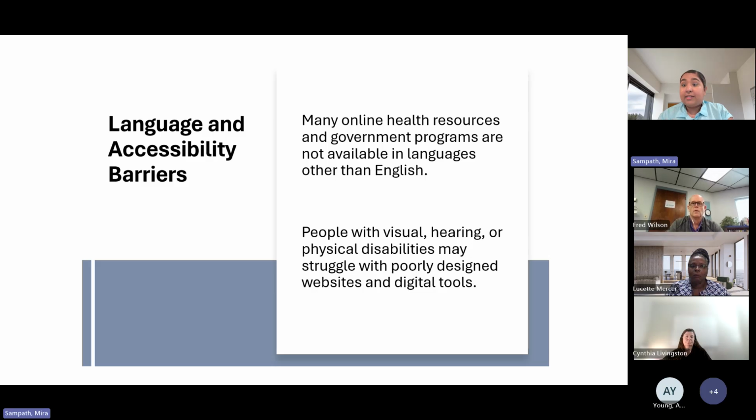So, language and accessibility barriers. Many online health resources and government programs are not available in languages other than English. Additionally, there are folks that have visual, hearing, or physical disabilities that may struggle with poorly designed websites and digital tools. So, again, we have talked about broadband throughout this, but even if you have broadband, even if you have the device, there are still barriers that exist for you to be able to effectively meet your own needs with these technologies.